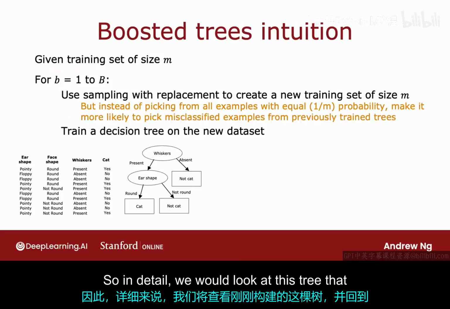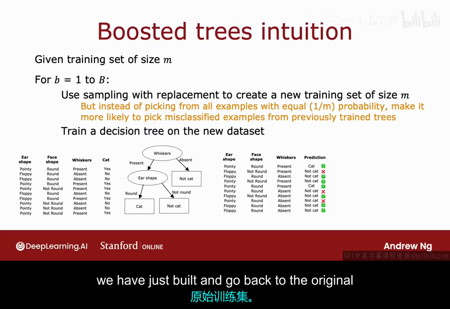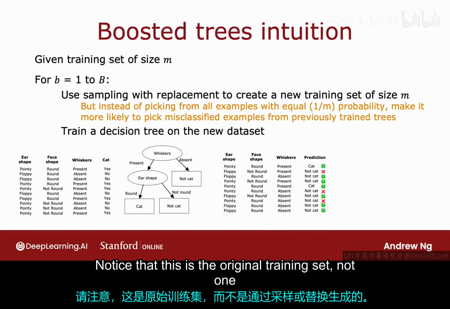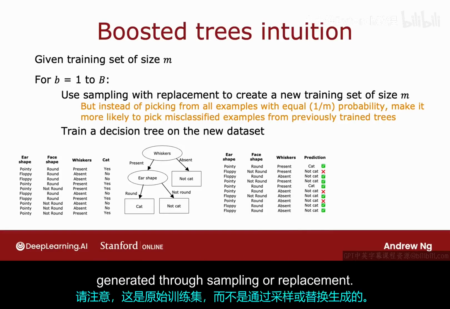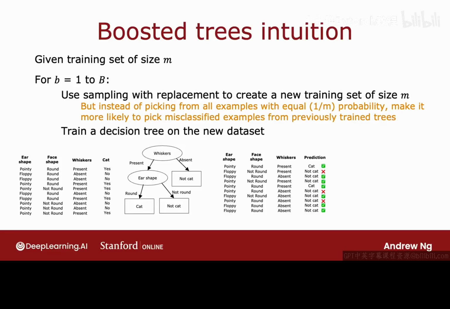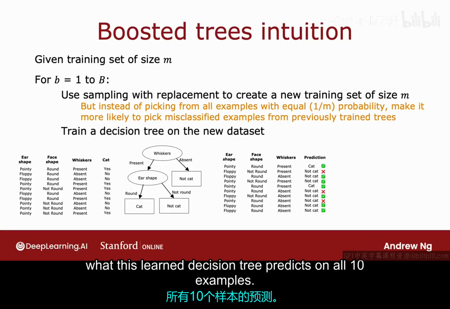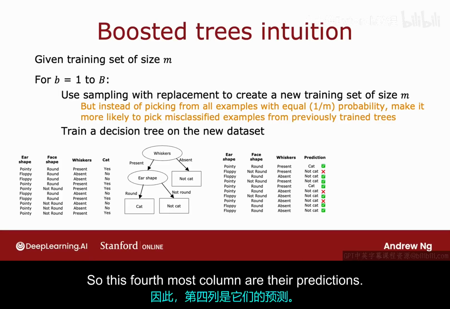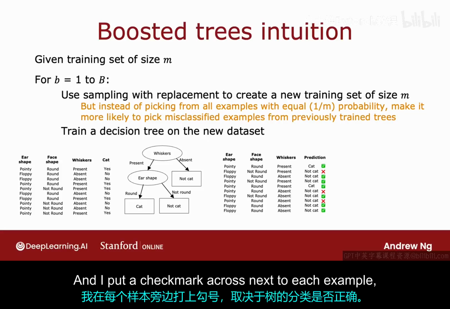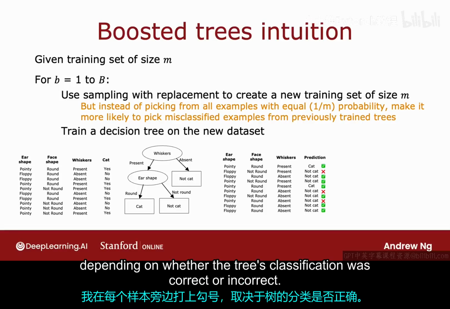and it turns out to help the learning algorithm learn to do better more quickly. So in detail, we would look at this tree that we have just built and go back to the original training set. Notice that this is the original training set, not one generated through sampling with replacement. And we'll go through all 10 examples and look at what this learned decision tree predicts on all 10 examples. So this fourth column is the predictions. And I put a check mark next to each example, depending on whether the tree's classification was correct or incorrect.